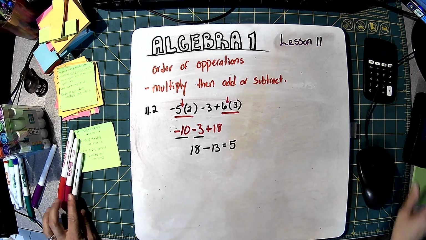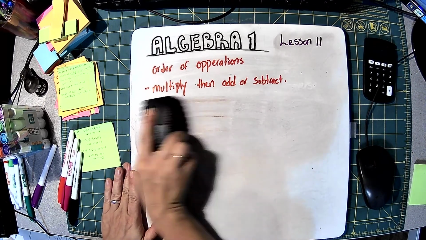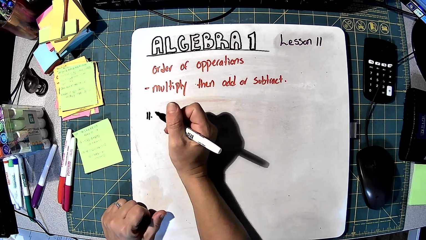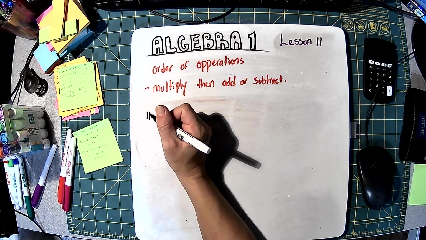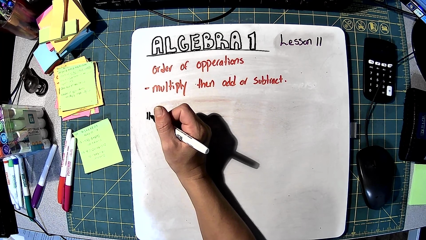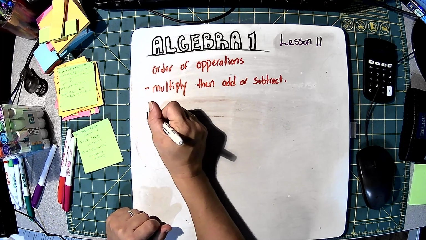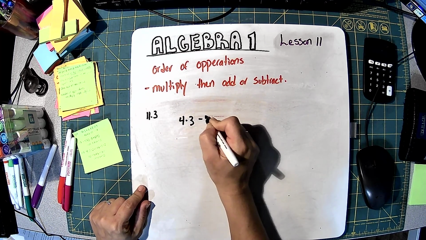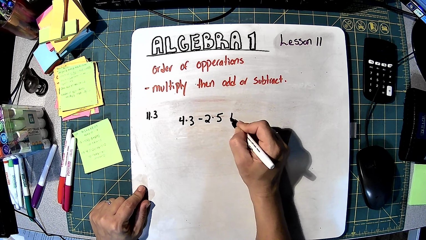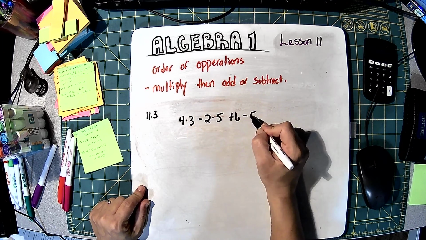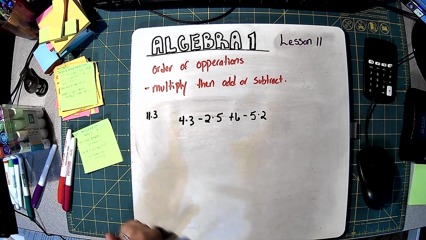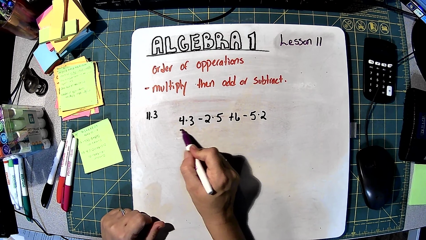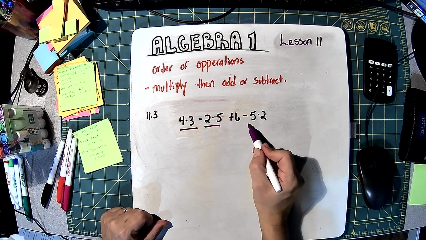All right, we'll do another one. This one is 11.3. These are in your textbook, and I am on page 52. This one says 4 times 3 minus 2 times 5 plus 6 minus 5 times 2. First I'm going to go through and figure out all the places where I'm multiplying: 3 times 4, 2 times 5, and 5 times 2.